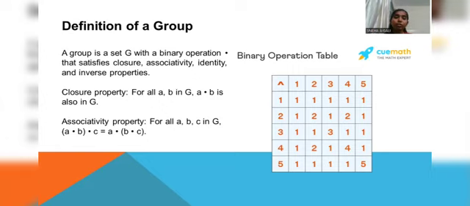We have equations for closure property and associative property. First up is the closure property, which states for all A and B in G, A dot B is also in G. Next up is our associative property, which states for all A, B, and C in G, that is, all A, B, C variables in group G, (A dot B) dot C is equal to A dot (B dot C).